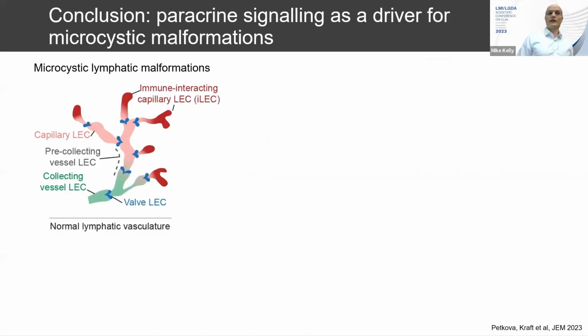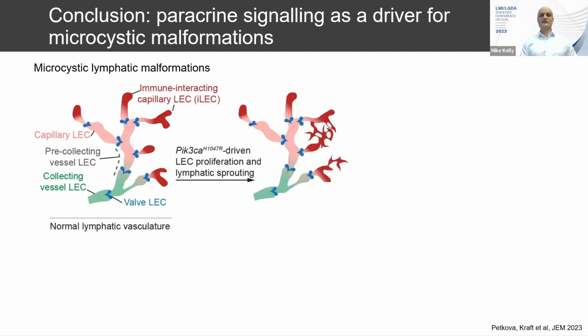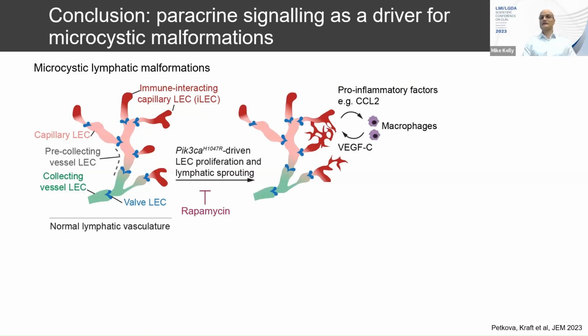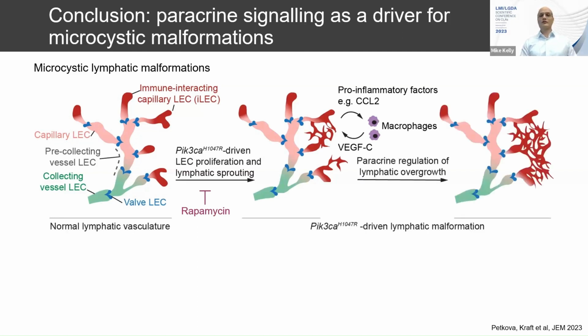This brings me down to our model, where we have shown that there is a unique population of PTX3 high lymphatic endothelial cells located at the capillary ends. These cells have an immune interacting signature, and PIK3CA mutation specifically expands this population. These cells and rapamycin can be an effective target to prevent this early stage of proliferation. However, these cells undergo paracrine signaling, where they upregulate chemokines such as CCL2, which will recruit macrophages, which subsequently produce VEGF-C, kickstarting the whole process and leading to a sustained growth of lymphatic malformations. I've also shown you that inhibiting this paracrine signaling, either by macrophage depletion or by a general inhibition of inflammation, is now a feasible new target.